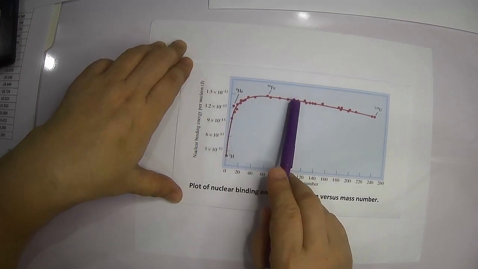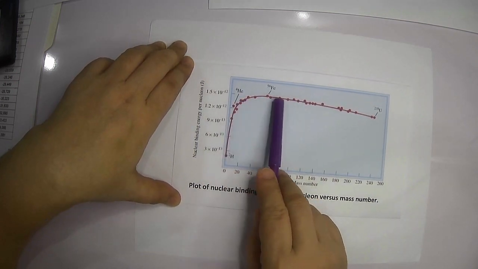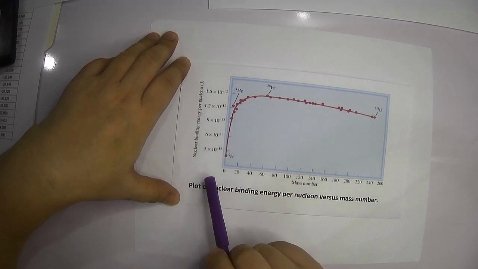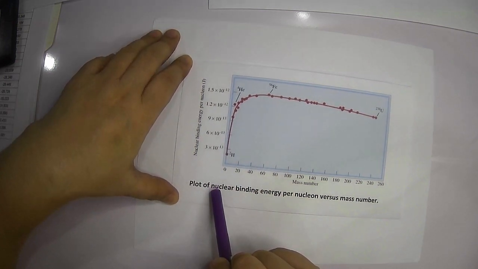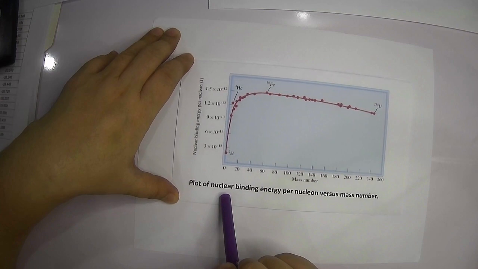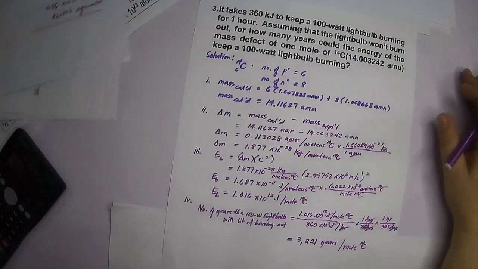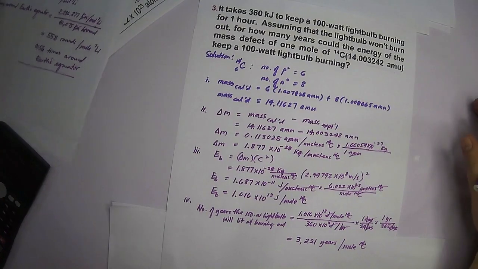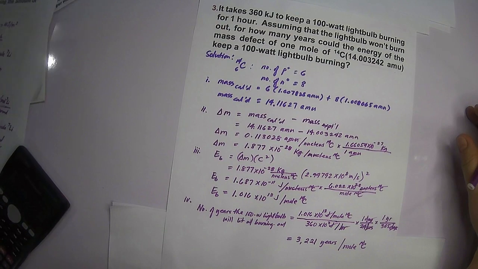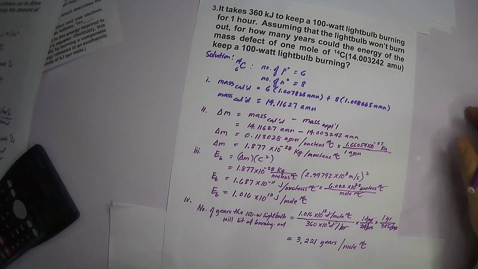In the next episode, we will look at both processes in more detail, where we will discuss the energetics of nuclear reactions that involve nuclear fission or nuclear fusion. Okay, that's all for binding energy. Next, we will discuss the energetics of nuclear reaction.